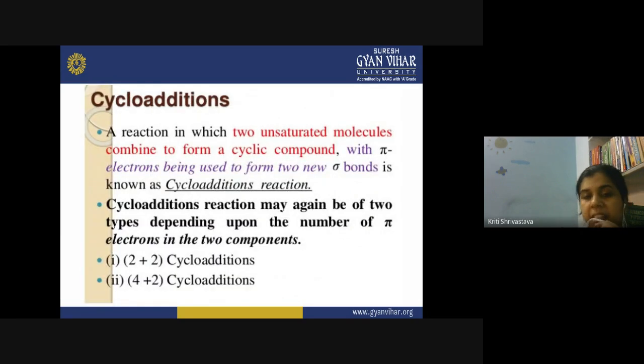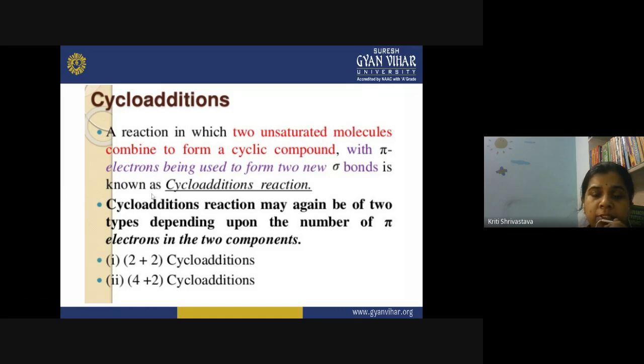Now let us discuss the very first category, that is cycloaddition reaction. We will address the mechanism of these reactions by our frontier molecular orbital approach, that is FMO. We will apply the FMO approach here in the case of cycloadditions. So what is a cycloaddition reaction? A reaction in which two unsaturated molecules combine to form a cyclic compound. So as my reactant, I have two unsaturated molecules. During the reaction, they combine together, they simply add over each other, and I have a cyclic product.